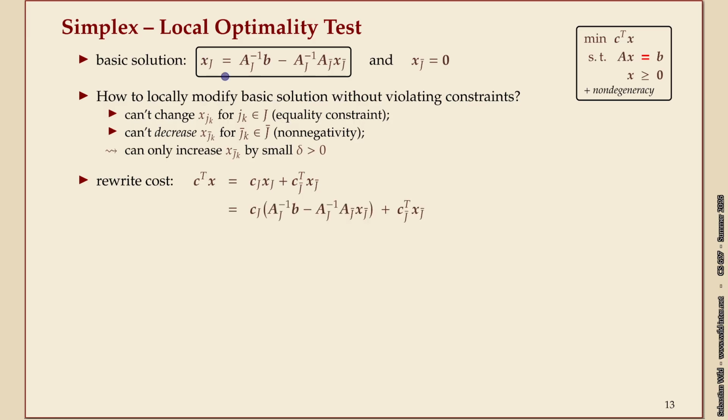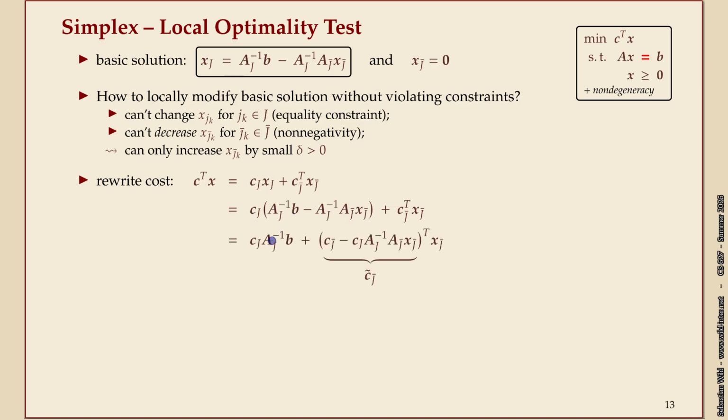Now we know xj. This is using for xj what we know about the basic solution. So you plug this in. This is true not only for xj bar 0, but in general. Any solution that satisfies the equality constraints has this form.